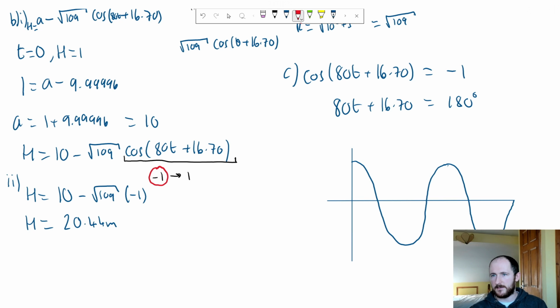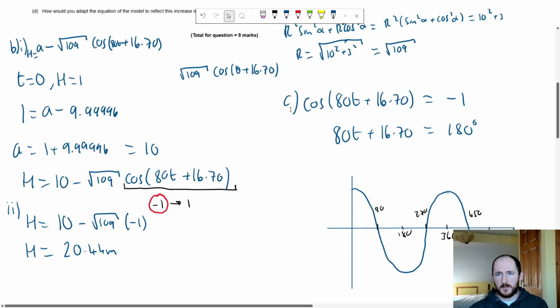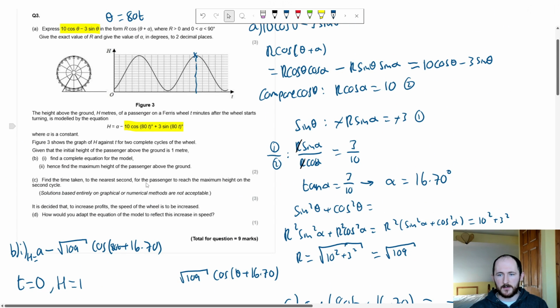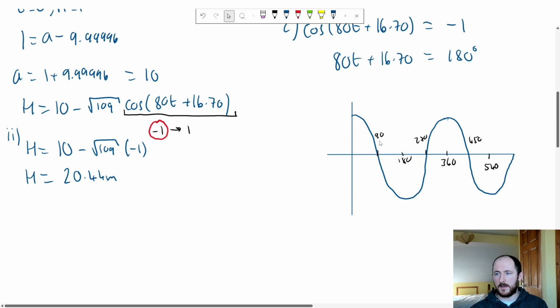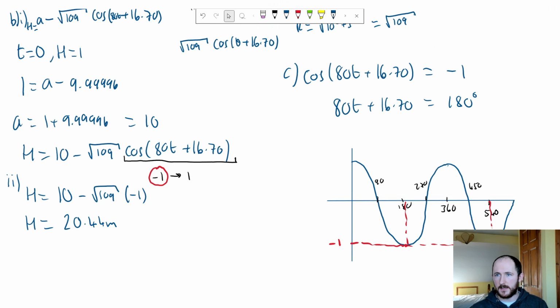So if we label the values, in fact let's do it in black, we have 90, 180, 270, 360, 450, 540. Now, if we think about what it said, this isn't the value we're looking for, because it says on the second cycle. The second cycle means it's already gone round once and it's going to go round again. So we worked out this value when it equals -1, but we want the other value when it equals -1, which is actually 540.